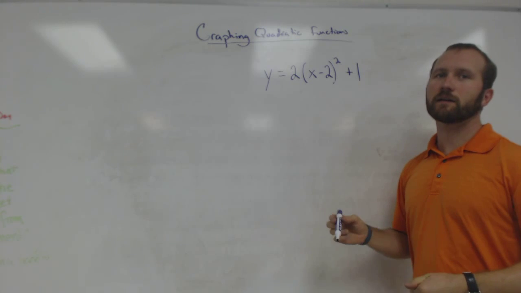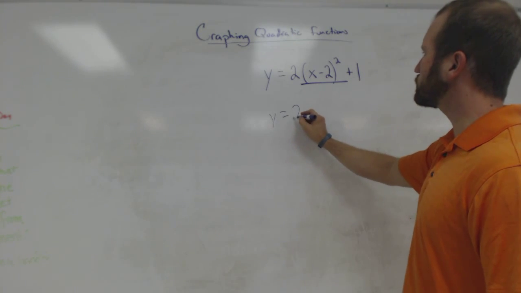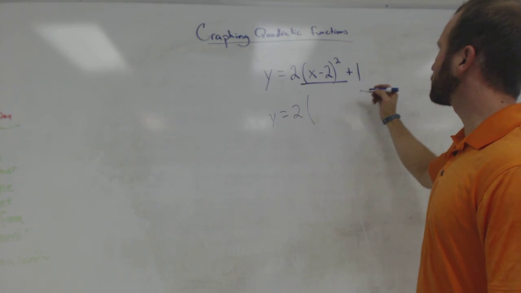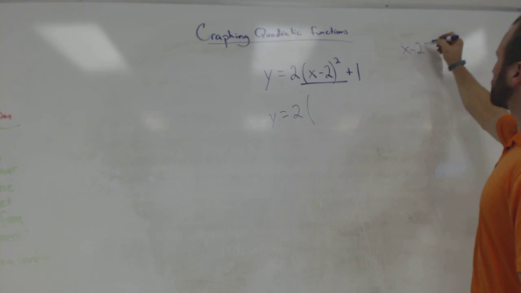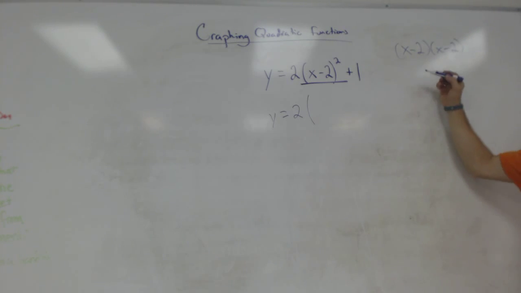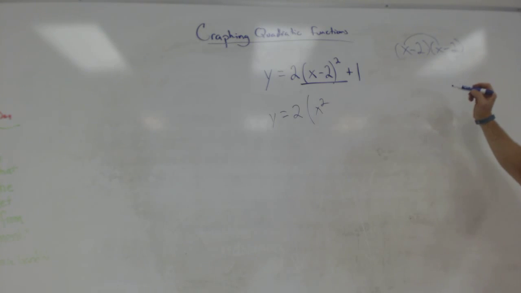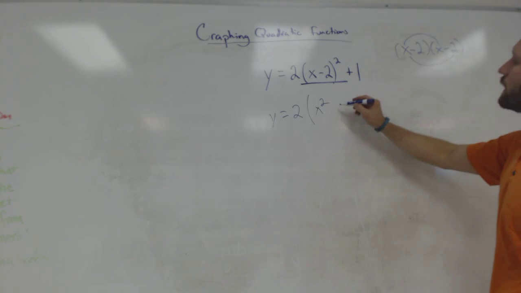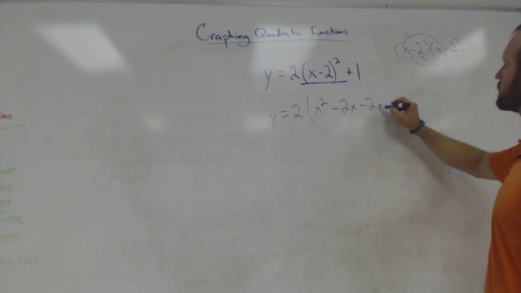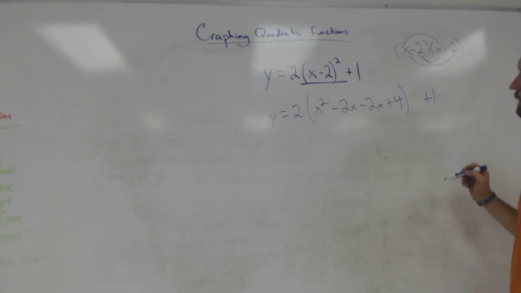You can multiply out. I can multiply this out. So I could have y equals 2 times (x minus 2)(x minus 2) plus 1. Let's do that over here. What's the acronym for expanding this? FOIL. First times first, that's x squared. Outside is minus 2x. Inside is minus 2x. Last is plus 4.